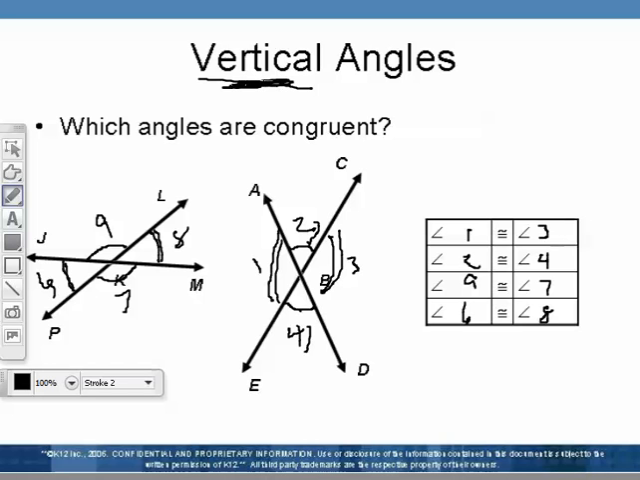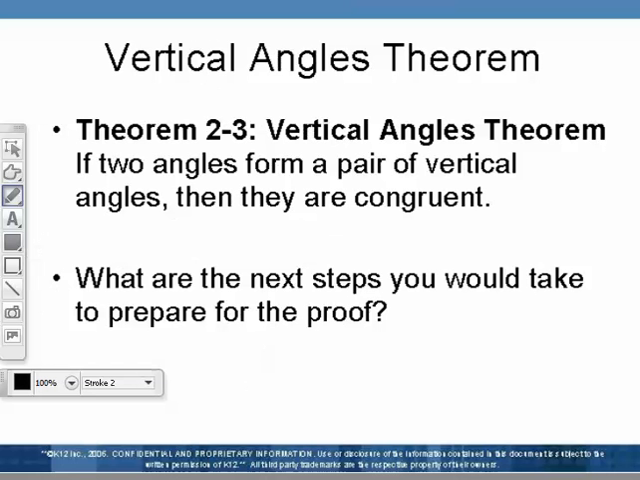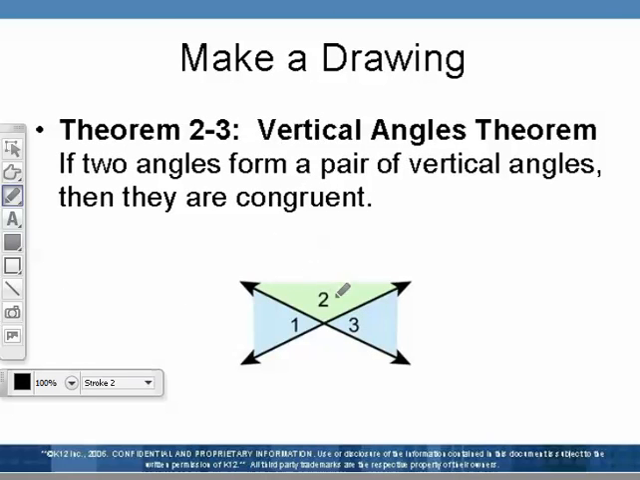Let me go about the process of showing you how we would do this with a proof. Here's the theorem. It's in your textbooks. It says theorem 2.3, vertical angle theorem: if two angles form a pair of vertical angles, then they are congruent. So, if I'm going to write the proof, what's the next thing I'm going to do? I'm going to write down a drawing. I'm going to draw myself a pair of lines and number the angles 1, 2, 3, and 4 so that I have a pair of vertical angles, 1 and 3.